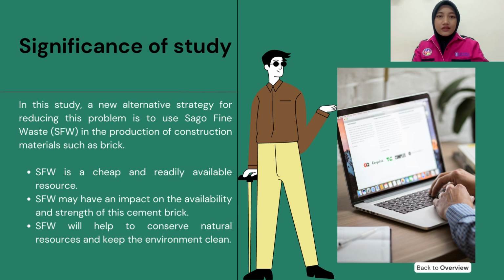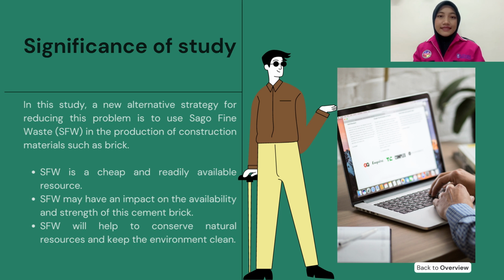For the significance of this study, a new alternative strategy for reducing this problem is to use Sago fine waste (SFW) in the production of construction materials such as brick, because SFW is a cheap and readily available resource, and SFW also may have an impact on the availability and strength of these cement bricks. Other than that, SFW also will help to conserve the natural resources and keep the environment clean.